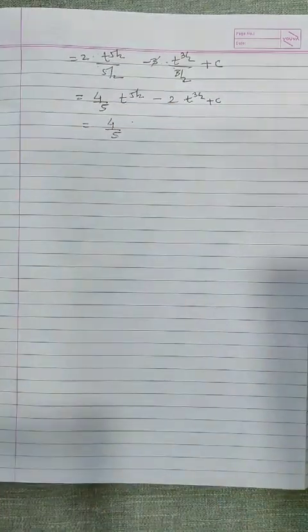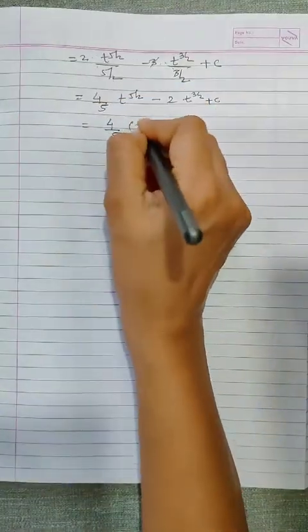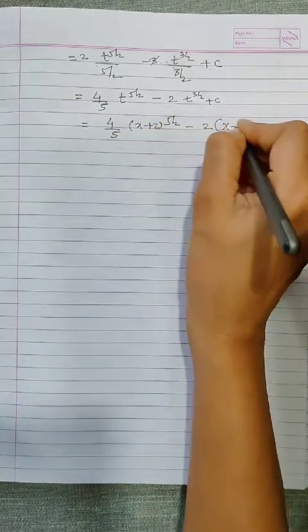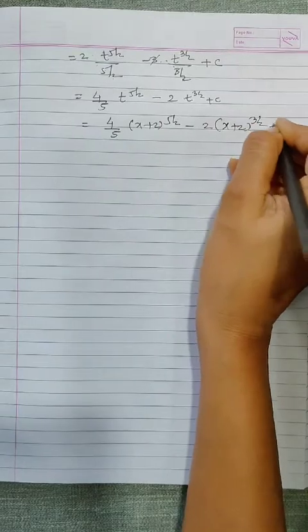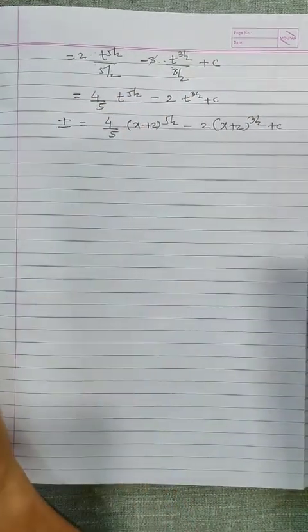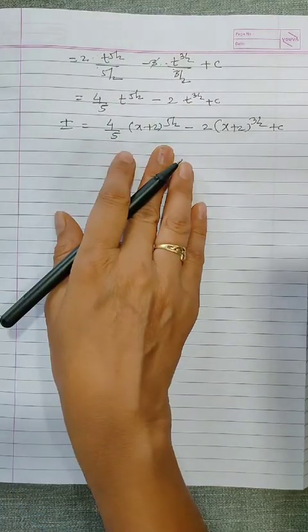Now the value of t. Value of t is x plus 2. So x plus 2 raised to 5 by 2 minus 2, x plus 2 raised to 3 by 2, and plus c. And this is your answer. Okay students, so in this way you have to solve the example by using the substitution method.